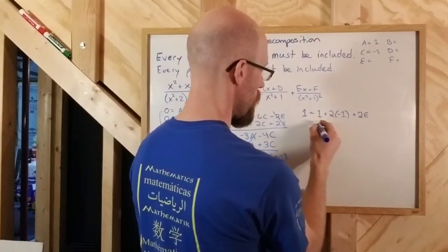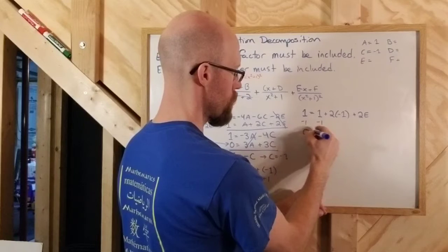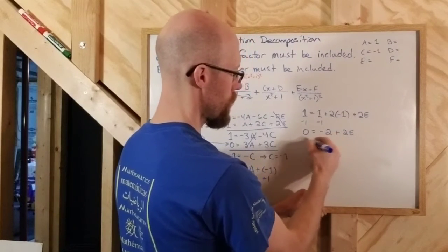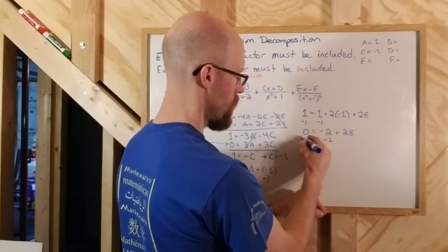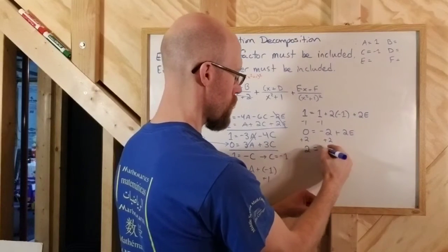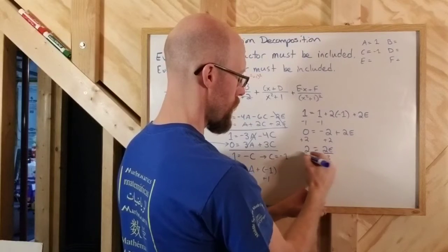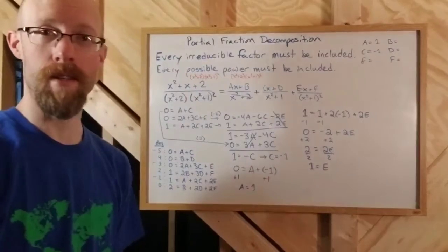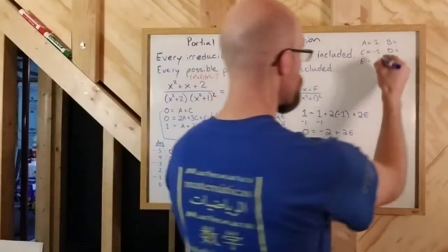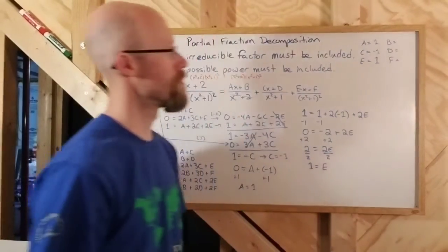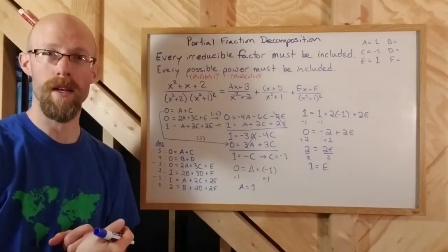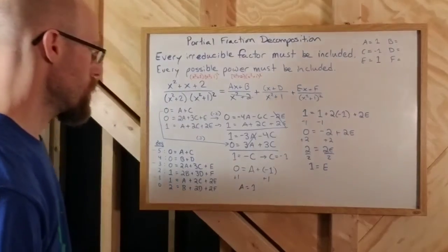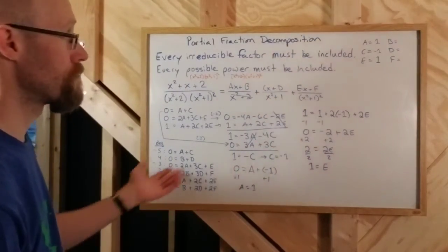In fact, let's just subtract the 1's right away. 0 equals -2 plus 2E. I'll add the 2 to both sides. That'll be 2 equals 2E, and of course if I divide out the 2, E is also equal to 1. That works out nicely. I've got lots of 1's and -1's up there, right? 1, -1, and 1 for A, C, and E. Okay? So I've taken care of those 3.